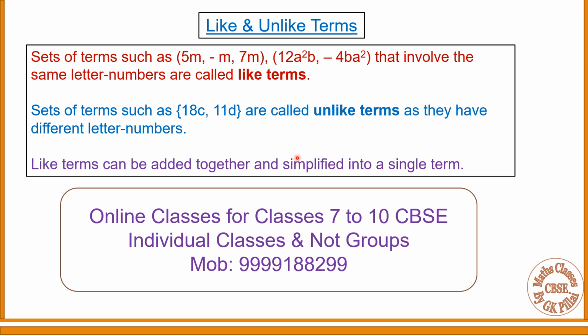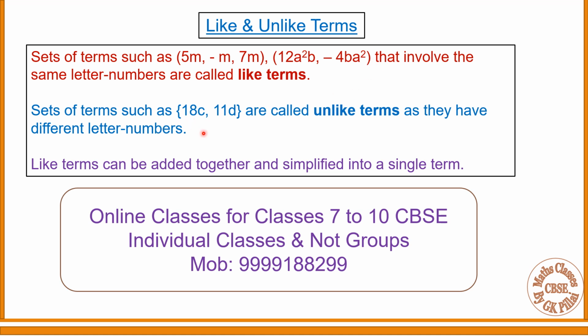Whatever I will be discussing here, this also comes under beyond your textbook. Like and unlike terms. Sets of terms such as 5m, minus m, 7m, and another example 12a squared b and minus 4ba squared, that involve same letter numbers are called like terms. Here you will find the letter number m only, m, m and m. Here the letter number a squared b, and here also it is a squared b. Even if we write b a squared, it will be a squared b only. So these are examples of like terms. These three are like terms, these two are like terms.